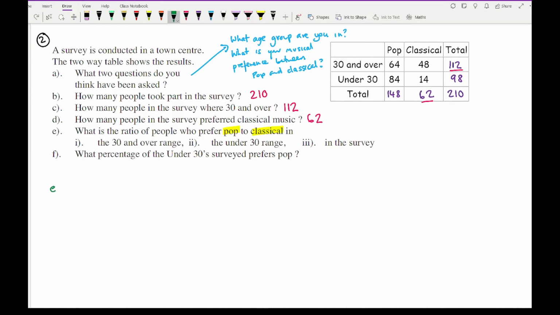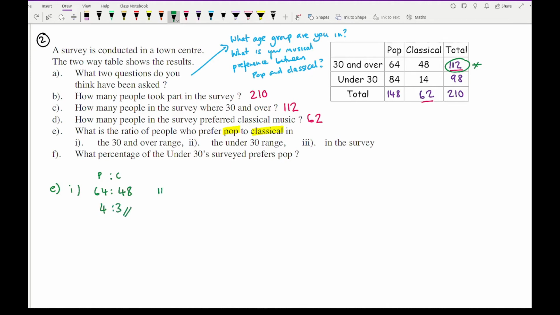So for part E, in this one, I'm just looking at the over 30s, which is this group, this column here. So for part 1, it's going to be pop to classic, and that's going to be 64 to 48. Now, just like with fractions, you always want to be simplifying your ratios, and that's going to simplify to be 4 to 3.